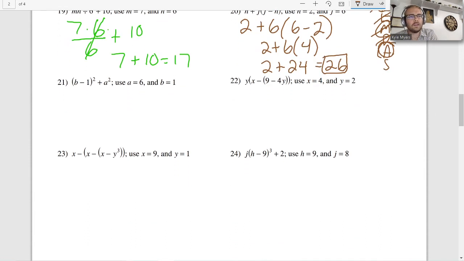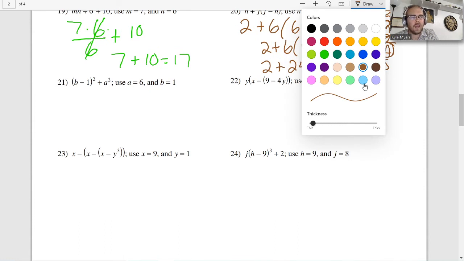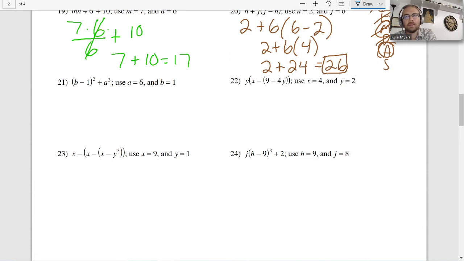Very awesome. All right, what color have I not used yet? How about like some baby blue? Yeah, we're going to do some baby blue. B is 1 minus 1 squared plus 6 squared.